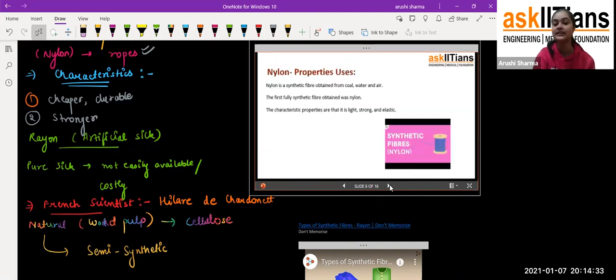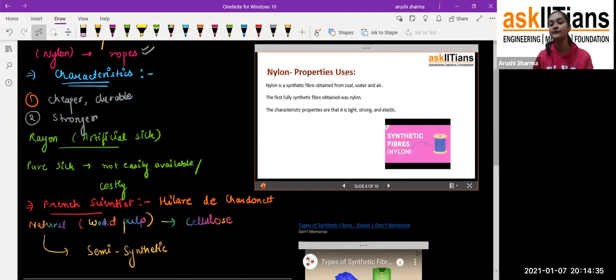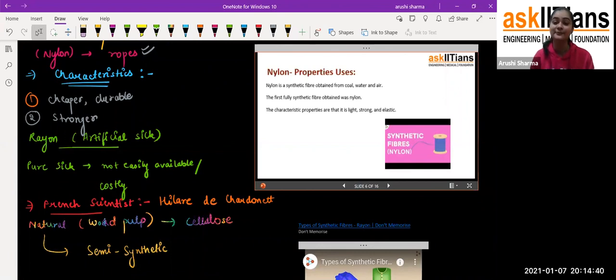Now moving towards another synthetic fiber which we are going to discuss, the nylon. Students, even in the last session we discussed so much about nylon: that it is used in the formation of ropes, and because of its characteristics, it is very strong and elastic in nature. It is a synthetic fiber which we get from coal, water, and air. That's how nylon is formed, and nylon is another type of synthetic fiber.